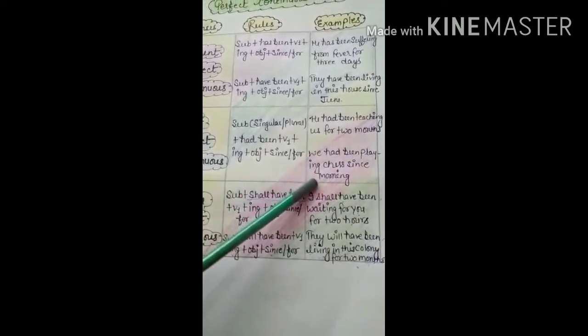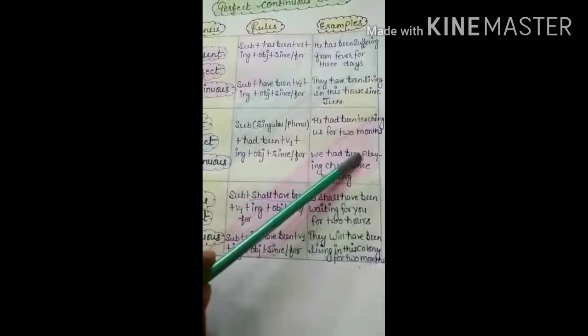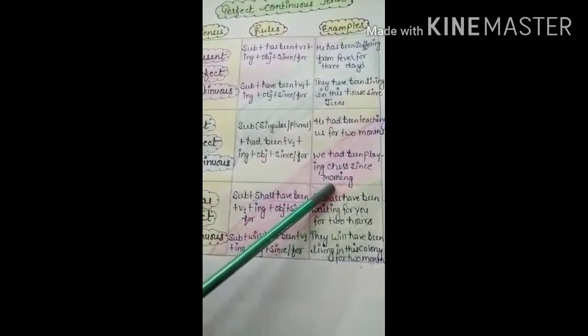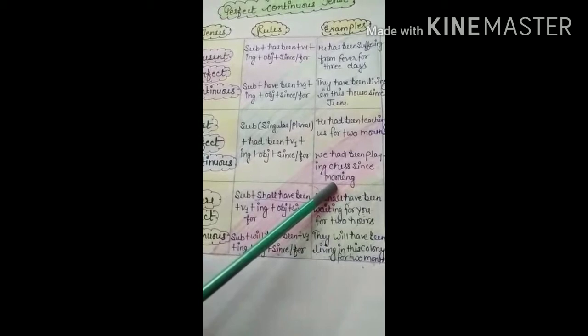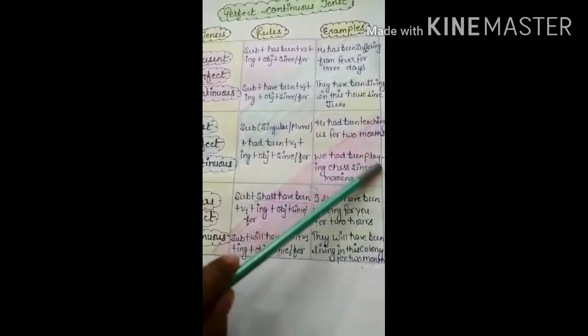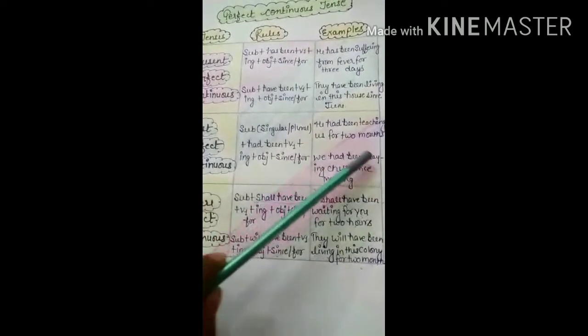We had been playing chess since morning. We, subject, had been, play plus ing, chess since morning. It means that it indicates the point of time. That's why we use since.